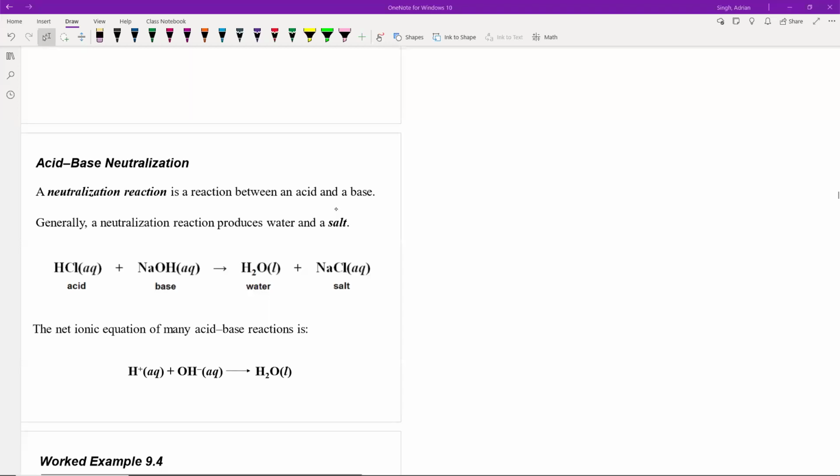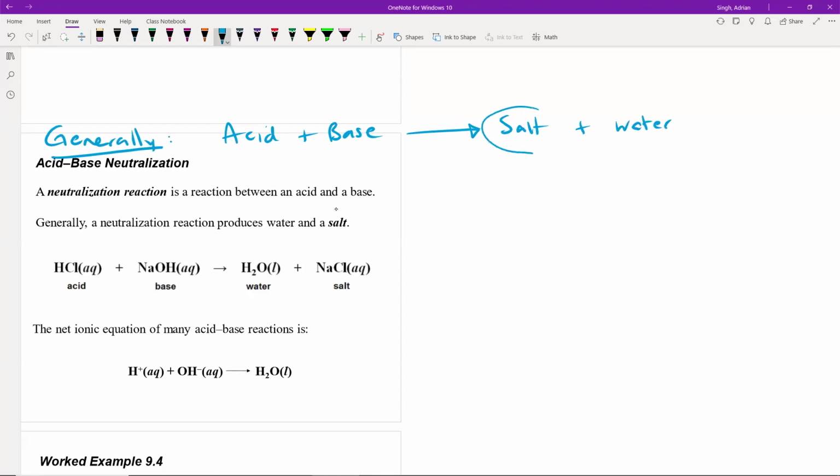Typically, in an acid-base neutralization reaction, we generally see the following: an acid reacting with a base, and usually we get some sort of salt, and then we also get water as the other product. The salt here is just a generic term for an ionic compound, and water is a product. You can think of this as an example of a double replacement reaction, and we'll see why in a second.